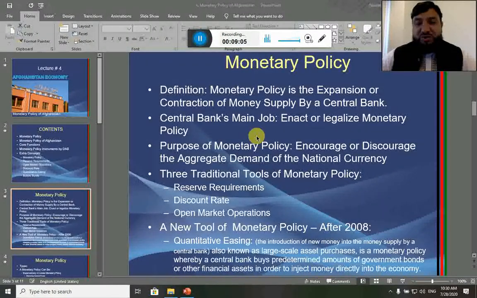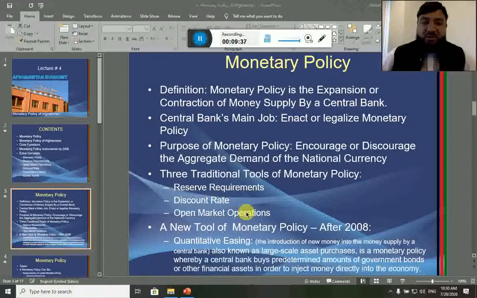as tools of monetary policy for proper management of the money supply or national currency, or we can say to discourage or encourage the aggregate demand, or we can say expansion and contraction of the monetary policy. These four tools or operations are used by the central bank as monetary policy tools, right? Number one, reserve requirements. Number two, discount rate. Number three, open market operations. And number four, quantitative easing.